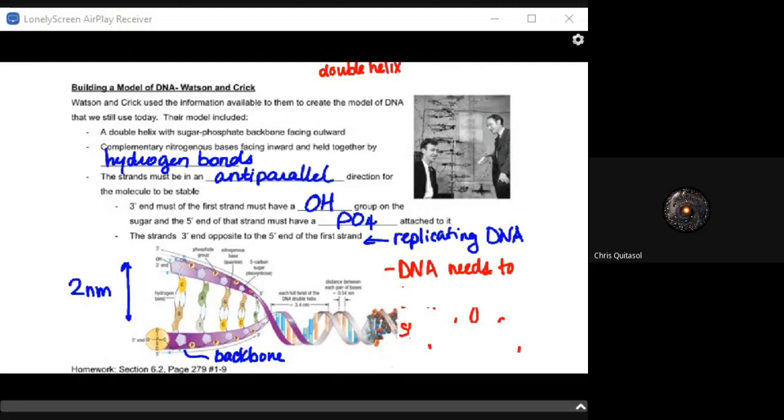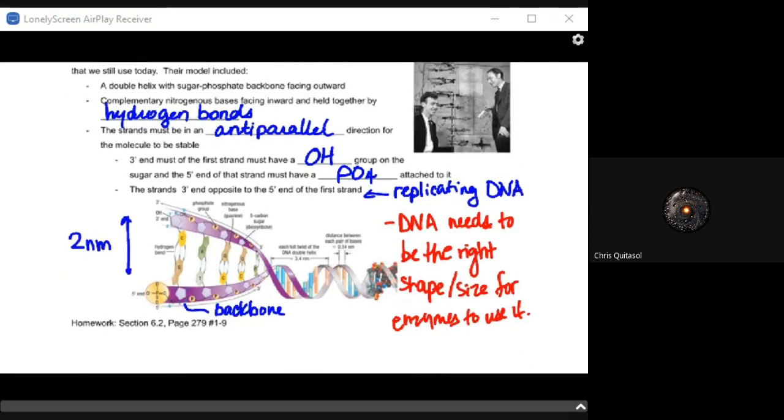And again, we'll talk about that in lesson 3 tomorrow when we look at how DNA is synthesized, created and copied. Lastly, the strands on the 3' end are opposite to the 5' end in the first strand. So it's going to have a lot to do with the replication of DNA and how DNA is read. We'll talk more about that tomorrow. DNA needs to be the right shape and size for it to be correctly utilized by enzymes. When we look at which enzymes unravel, read, and translate DNA, you'll start to appreciate how the double helix and its anti-parallel nature allow for a lot of that to happen.